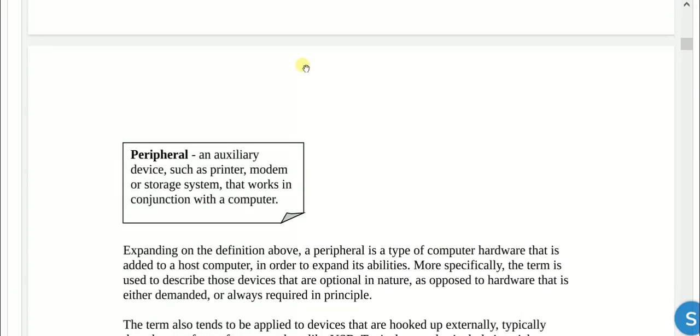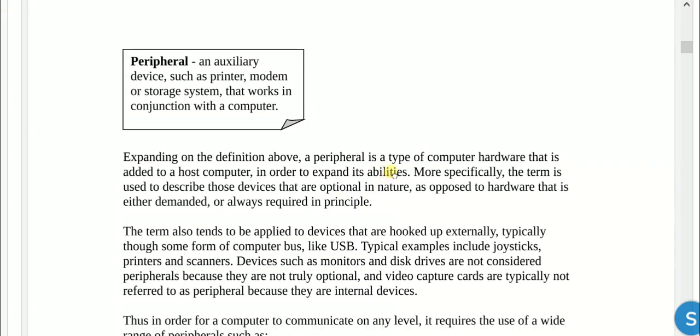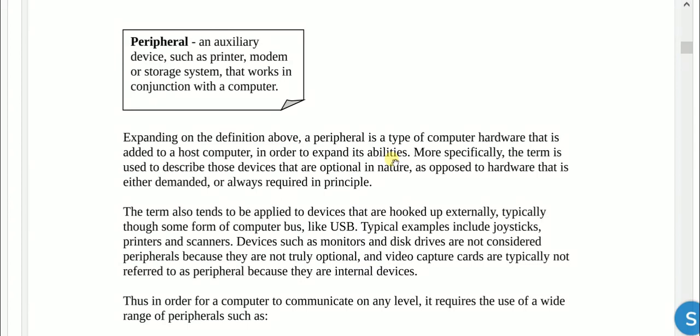And here once more, we come across the term peripherals, and we speak about auxiliary devices, such as your printer, your modem, or storage system that works in conjunction with a computer. That was made clear earlier, and I give further explanation of what they are talking about. So if you're asked to list some peripheral devices, they're talking about your printers, your modem, your keyboard, your scanners, and storage systems. So we have storage systems such as hard drive.